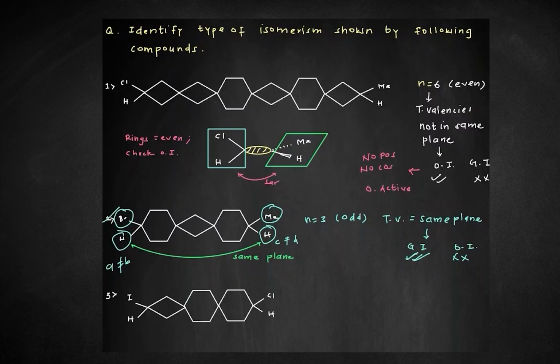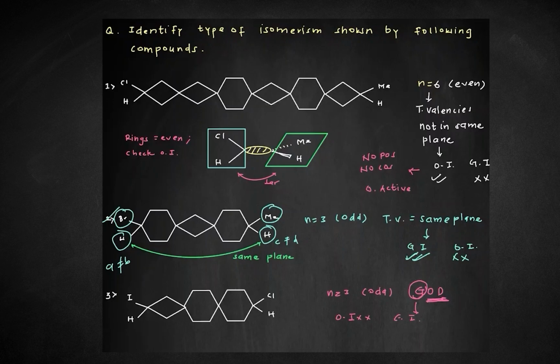Now let's solve question number 3. Take your time. If you have solved it, let's check here. The number of rings will be 3, that is odd in number. So the trick we have is the God: if the number of rings, or number of double bonds, or number of double bonds plus rings is odd, then they will show geometrical and not optical isomerism. So this compound will never show optical isomerism but can show geometrical isomerism.